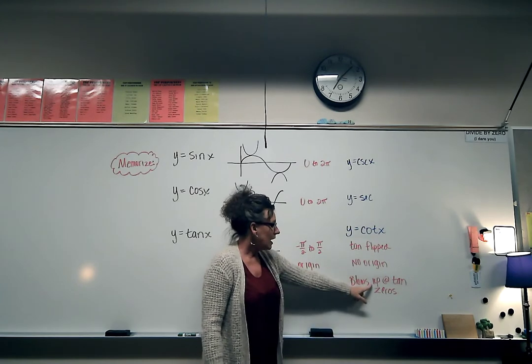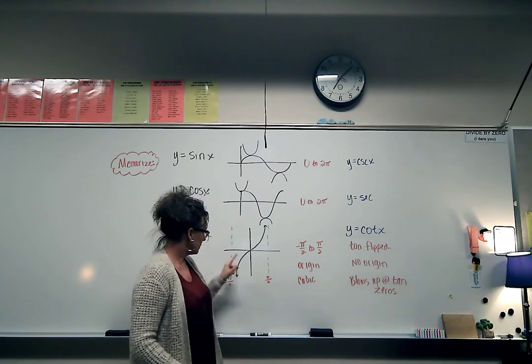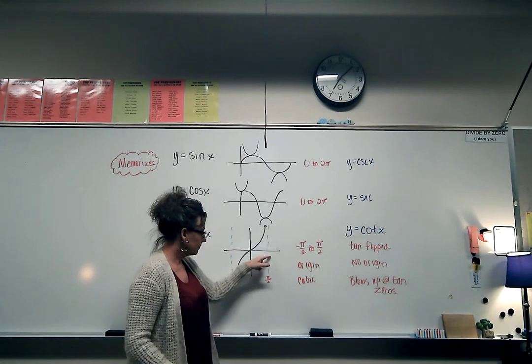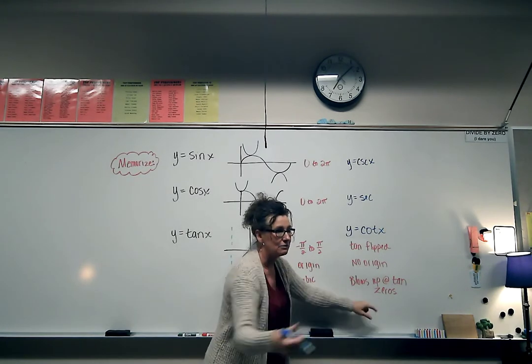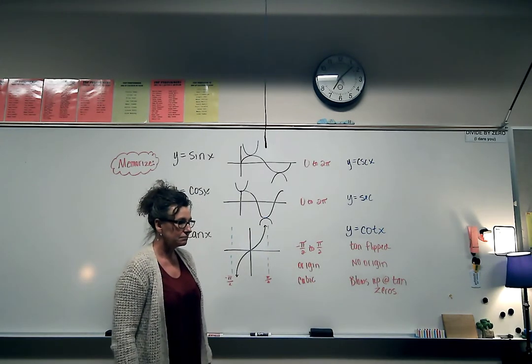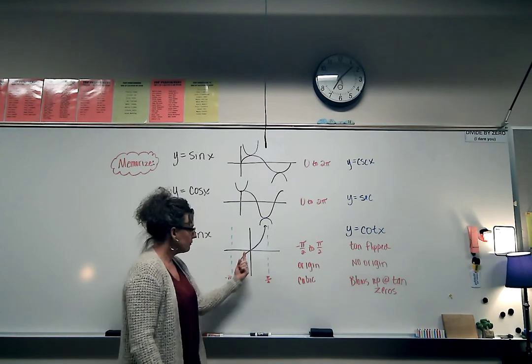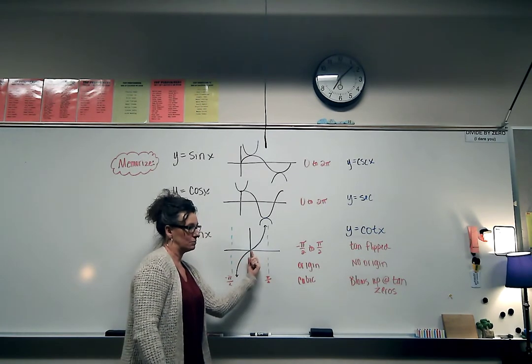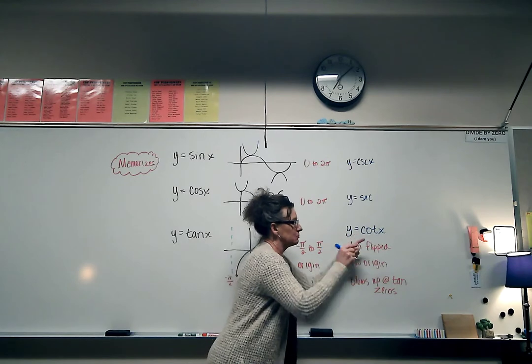And everywhere tangent blows up, cotangent has a 0. And vice versa. Everywhere tangent has a 0, cotangent blows up.